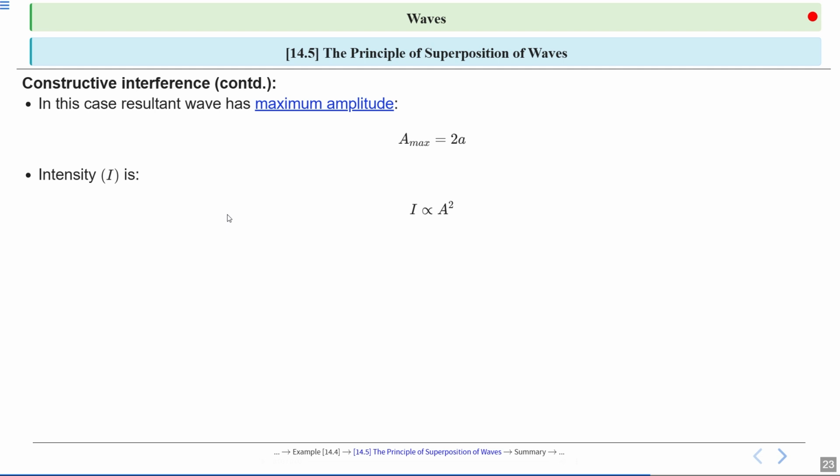So, intensity I is directly proportional to A squared. Importantly, intensity is proportional to the square of the amplitude. So, if amplitude increases, intensity increases even more.